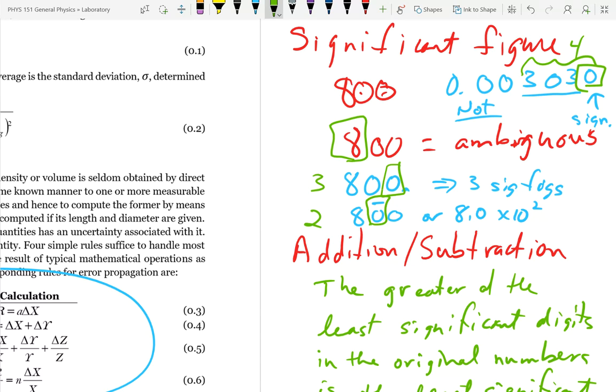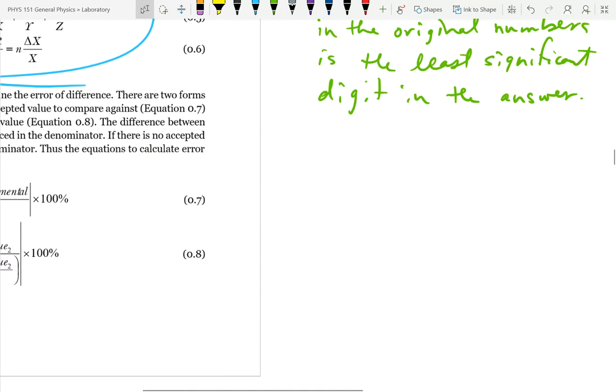Now, to me, this is much easier to understand just with an example. So let's say I'm going to add this. The first thing I do is identify which one's the least significant digit. Let us assume that this is not significant.